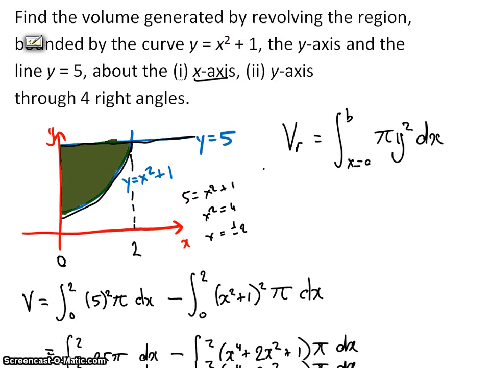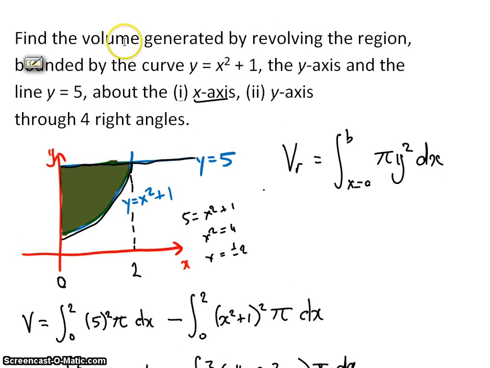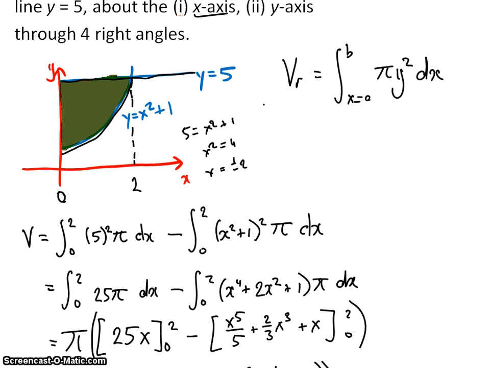But we're actually given a second question. We're asked to find the volume generated by the region, same region, when it is revolved around the y-axis through 4 right angles. So this time we need to look at things a little bit differently, right?